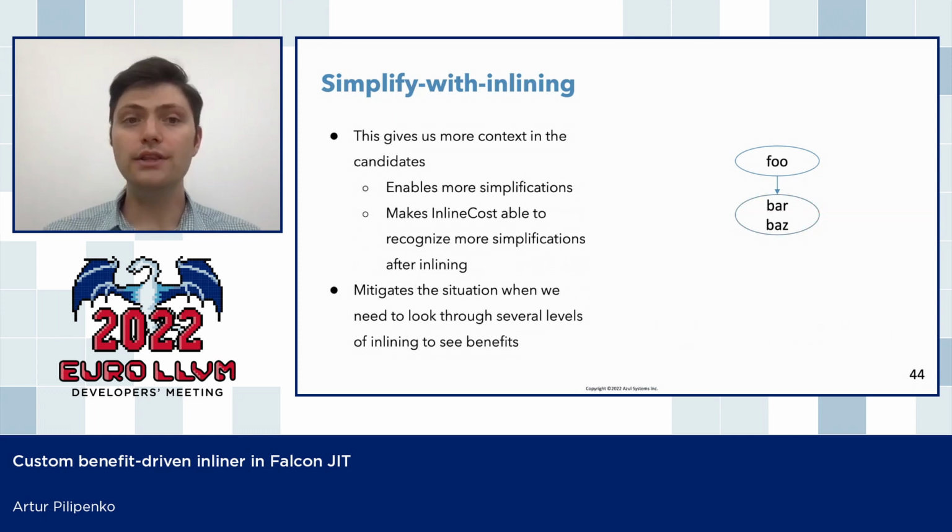This gives us more context in the candidates. It enables more simplifications in the candidates, and it also makes InlineCost able to recognize more simplifications in candidates after inlining. This also collapses the call graph and mitigates the situation where we need to look through several levels of inlining in order to see benefits.